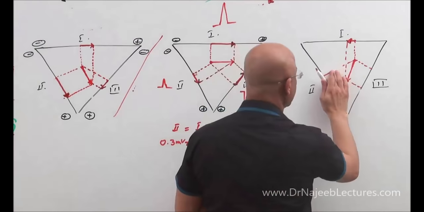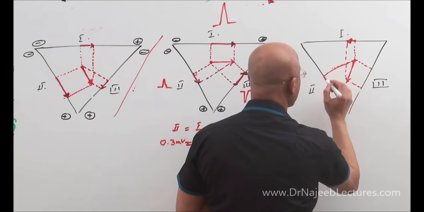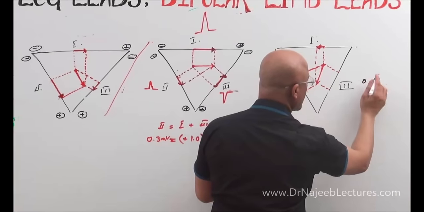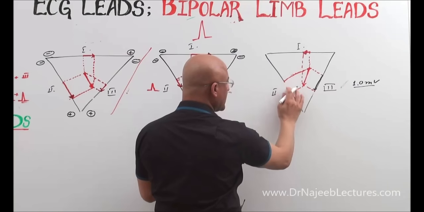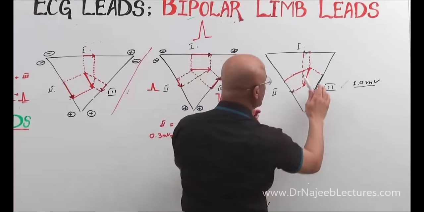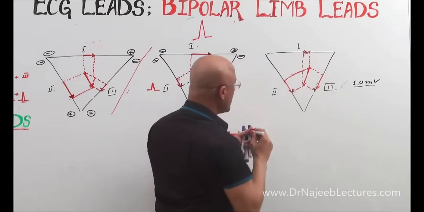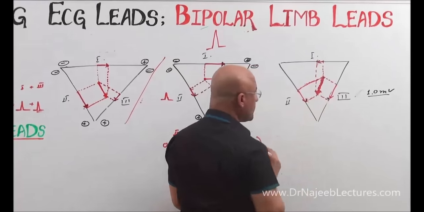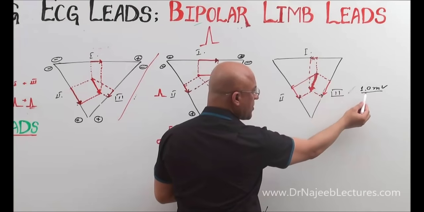Now in this case, you look at it. Let's suppose the maximum deflection was this, 1.0 millivolt. Clear? It's a full length. Here it is partial, and here also it is partial. I think I should use the same color so that you don't get confused. Now, do you understand this vectorial analysis? This is a real vector. Now, it was most parallel with this, so it was the highest deflection.